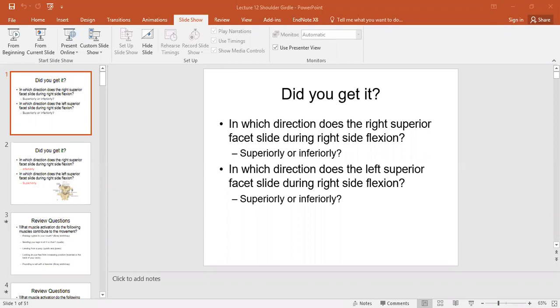So landing from a jump, we did this in lab. So landing from a jump, quads and glutes. So as you contact the ground, what are your quads doing? Lengthening or shortening? Lengthening. What are your glutes doing? Lengthening, under tension, so eccentric, right? These are easy, right?